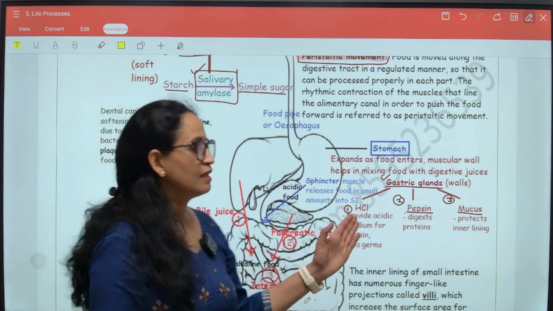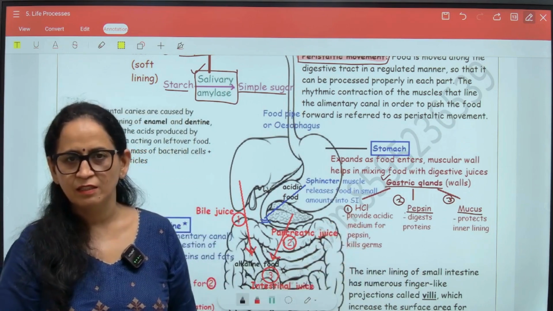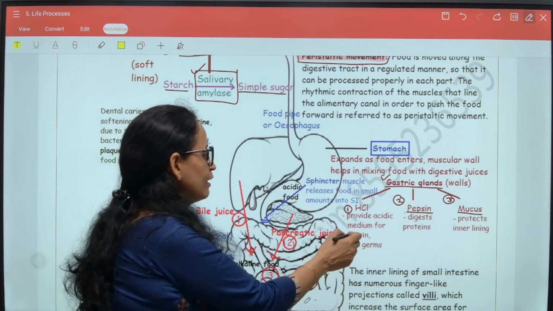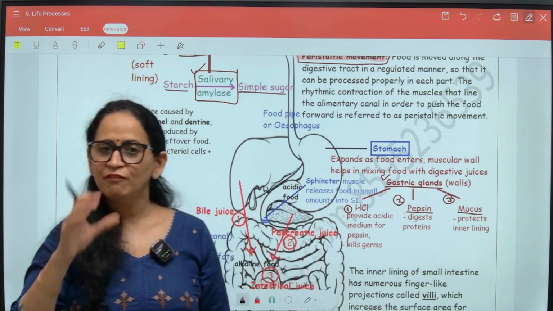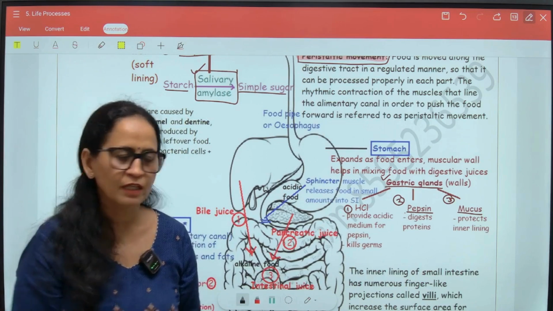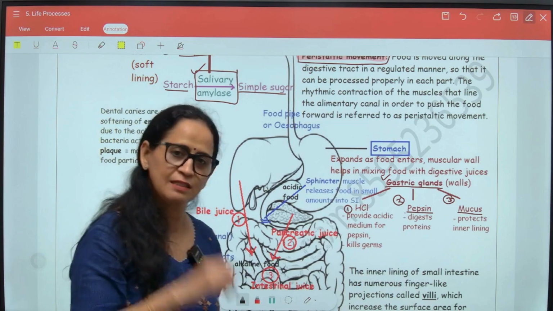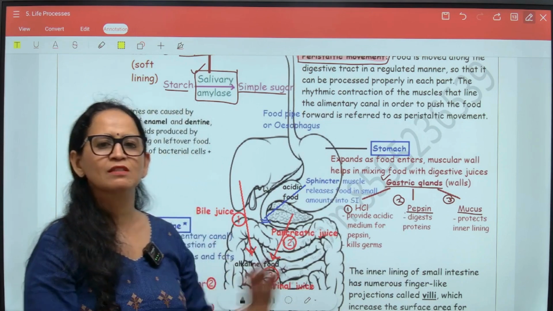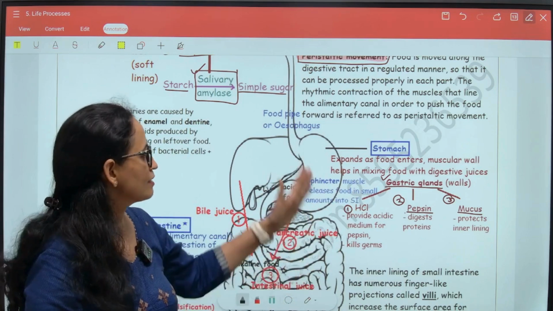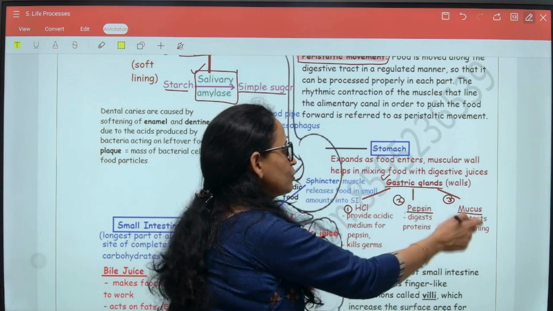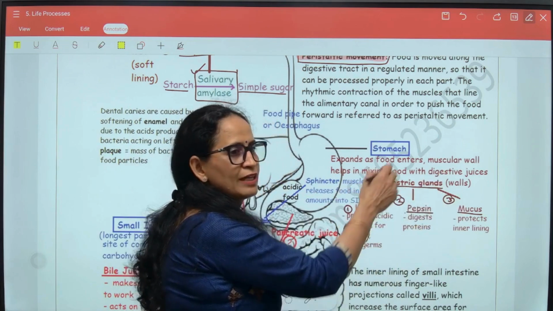Now what is HCl? Hydrochloric acid. There are two functions of HCl. First, it helps in killing of germs, and secondly, the main function is that it provides the acidic medium so that pepsin can work. Pepsin is an enzyme that works in the acidic medium, and this acidic medium is created by hydrochloric acid that is secreted by the gastric glands. So there are mainly three secretions of the gastric gland: hydrochloric acid, pepsin and mucus.